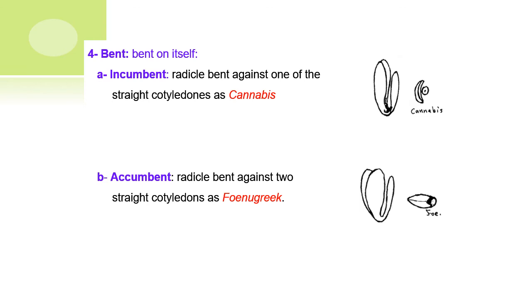So if the radicle is bent in the direction of the cotyledons, if it is only facing or in front of one cotyledon, this is the incumbent type, and if facing both cotyledons, sometimes in between the cotyledons or facing the edge of the two cotyledons, as in fenugreek, this is the accumbent type of embryo.